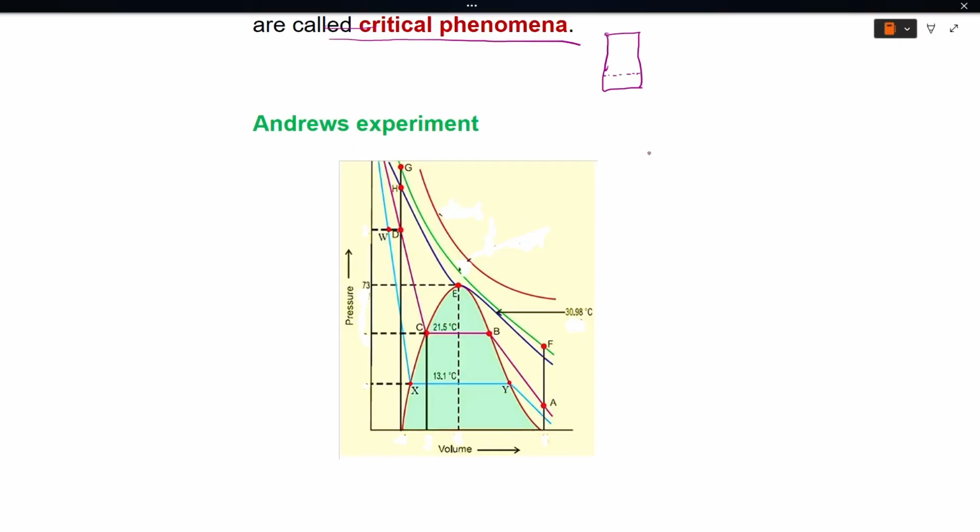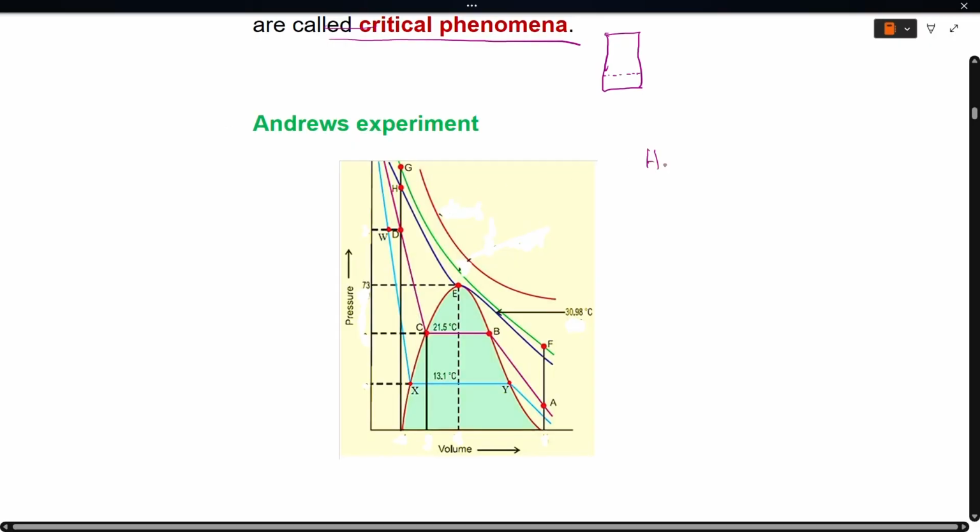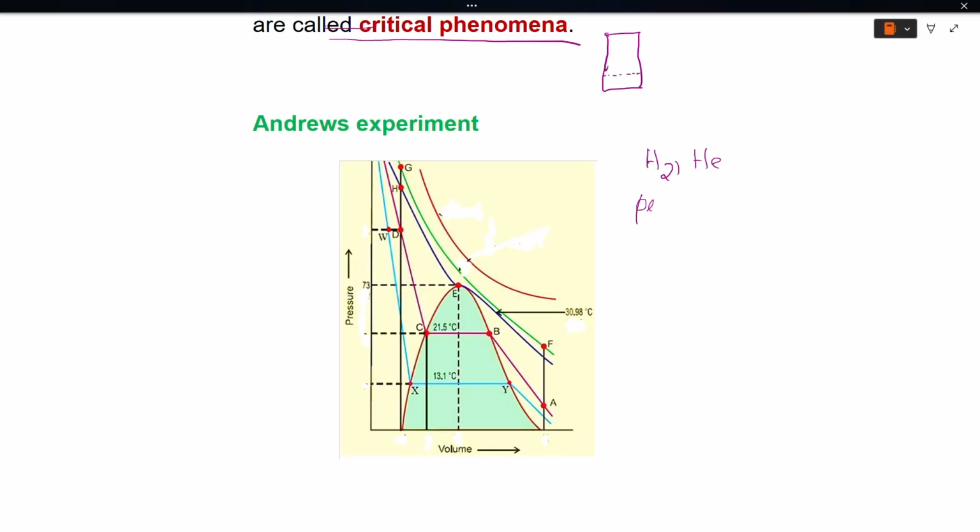In the beginning, it was found that some gases, like hydrogen, helium, etc., when people tried to liquefy them, could not be liquefied. So they were considered permanent gases.